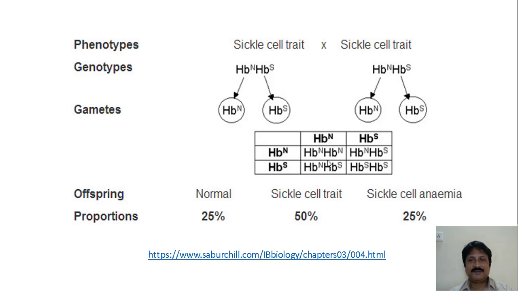So this is another deviation from Mendelism. In the population, the normals survive, and the carriers in the heterozygous condition survive. So HBN HBN will survive, and HBN HBS will survive. No chance for HBS and HBS. This is how we can explain the inheritance of sickle cell anemia. This is a recessive lethal gene.